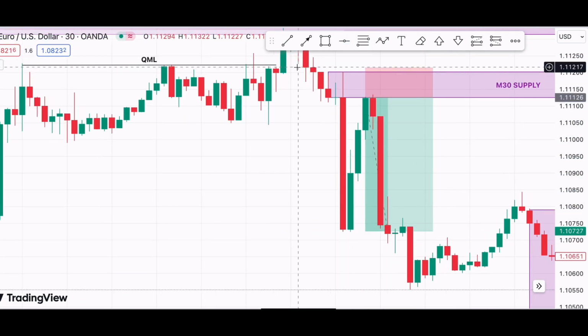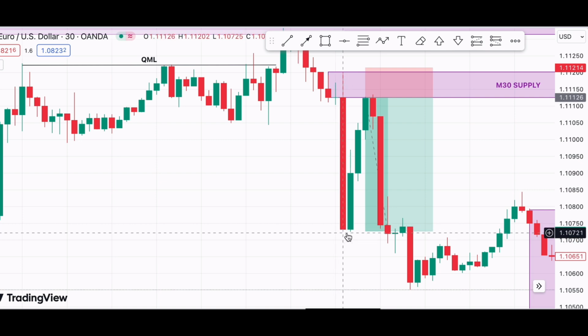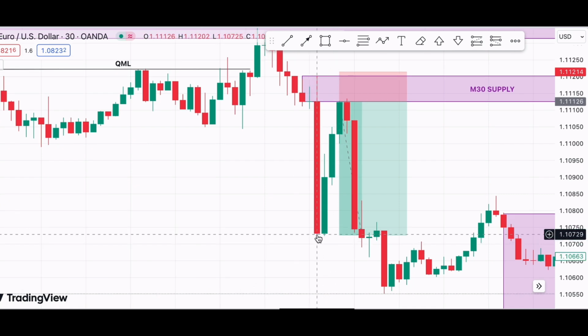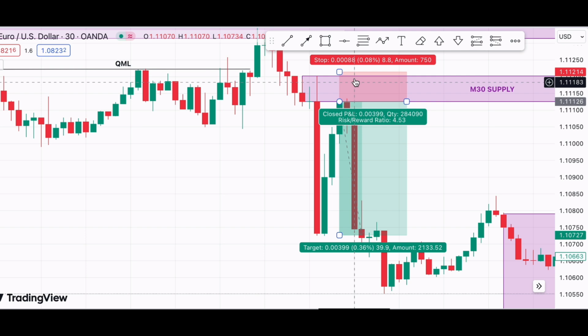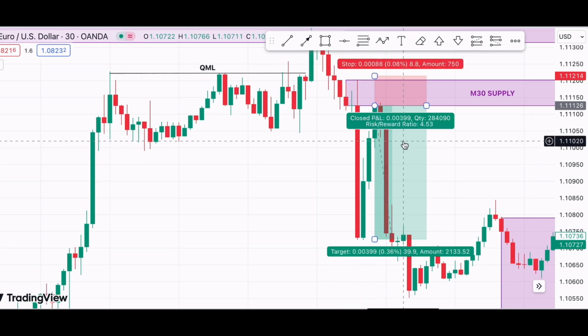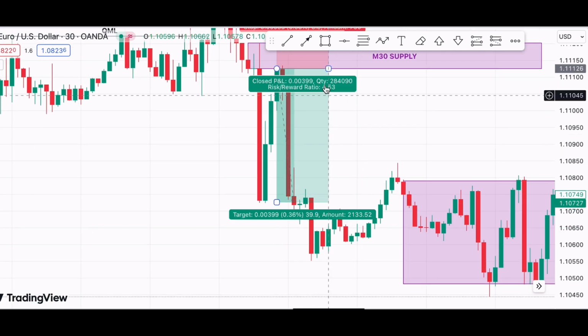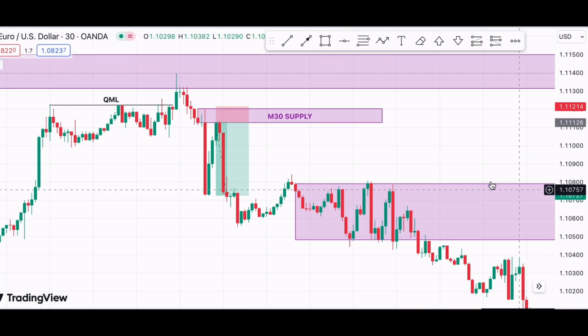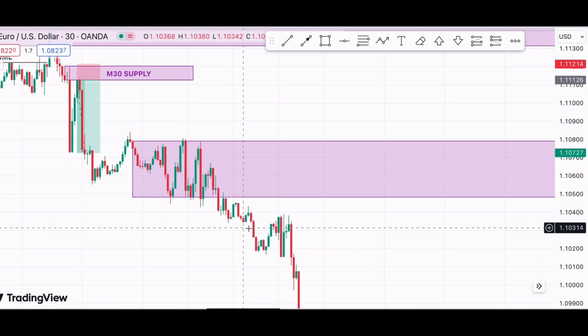Then look at our target. This is our target because this is one of the bottoms, we call it a support. As this is a downtrend, it will hunt the sell side liquidity here. So look at the risk reward ratio we have: 4.5. Is it good enough? So this is one example of how we can refine our zone.